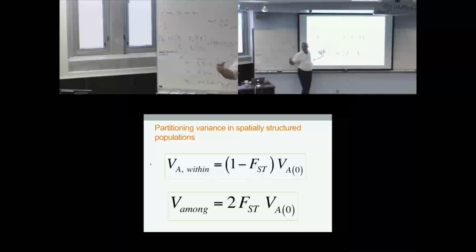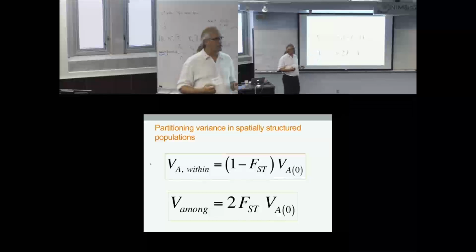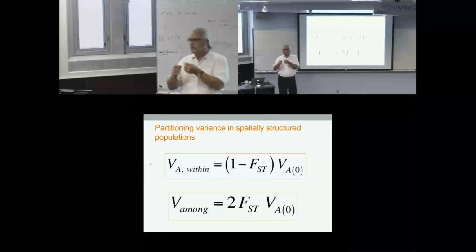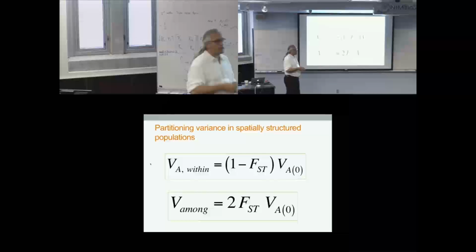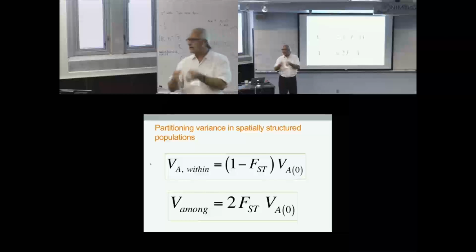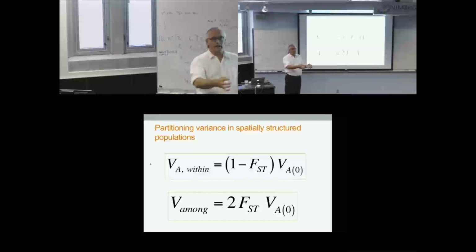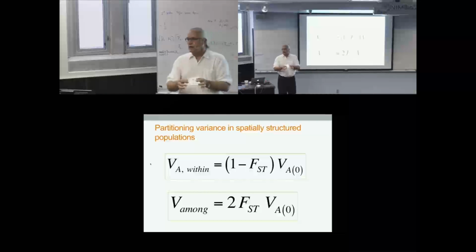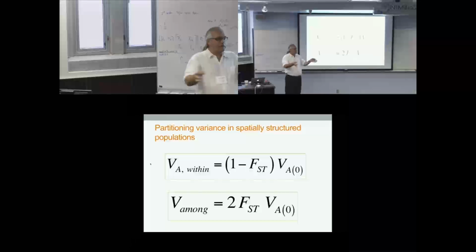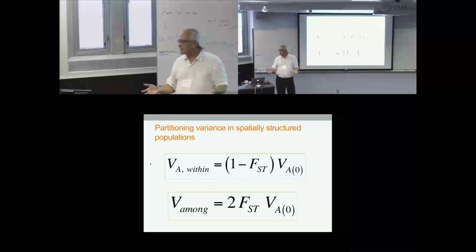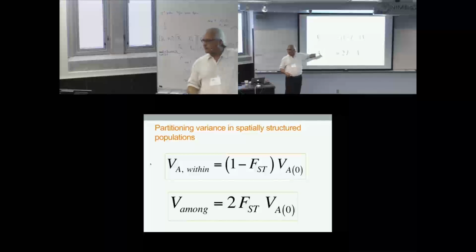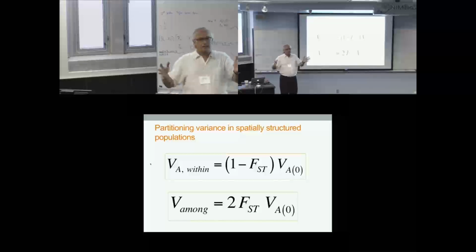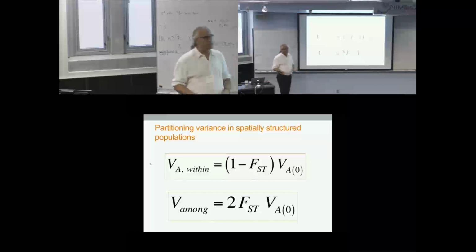Now this comes about intuitively. Remember, FST is a measure of the identity by descent of two alleles in the same population. So to an extent, in proportion to FST, two alleles in different individuals in the same population are actually the same. They're not different from each other in the effects they cause on the trait. So the variance among individuals is decreased within populations because of the shared descent of the alleles that those individuals carry.